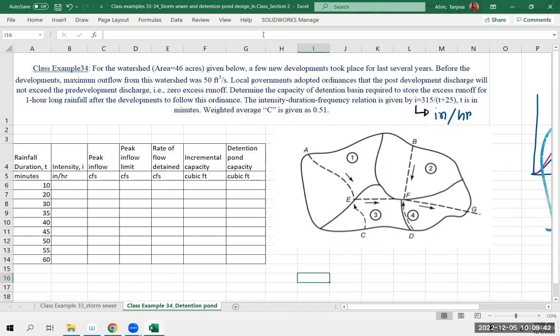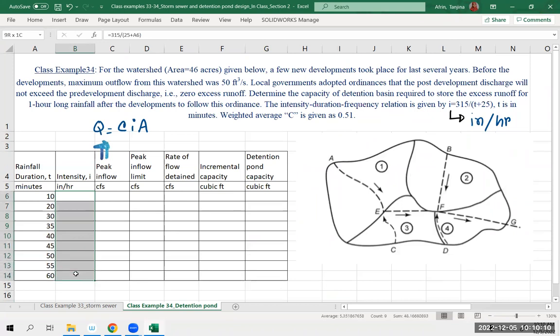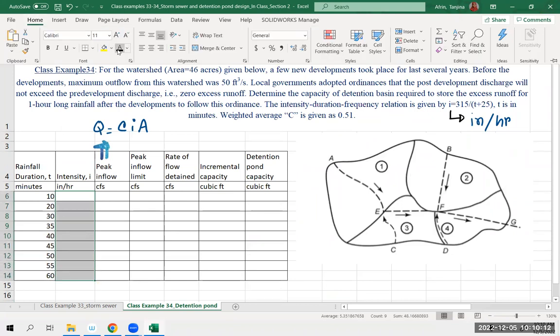And to get the peak runoff from one single area, do we know any relationship with intensity and the area? CIA, exactly. So peak inflow will be Q equals CIA. Okay. Now, first find out the intensity and let's check if that's the number you got.